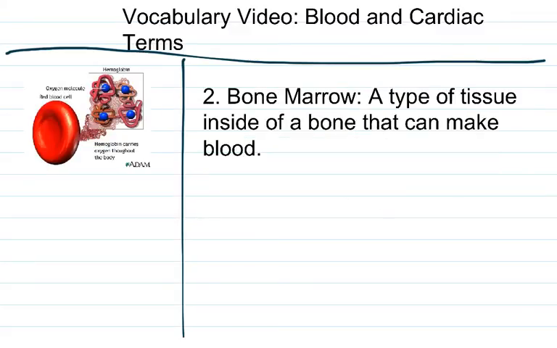Number 2 is bone marrow, and we briefly talked about it when we talked about skeletal. But aside from compact and spongy, inside there's the bone marrow, and it's also a type of tissue, and it's the one that makes the blood.